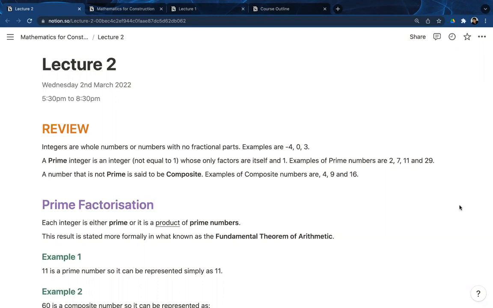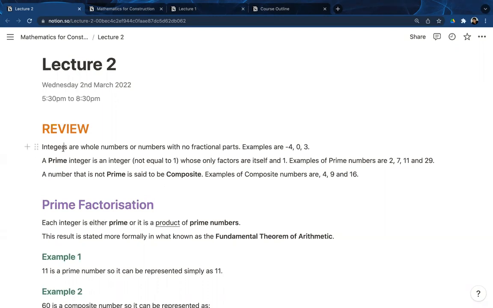We're continuing from fractions. We did a lot of fractions in lecture 1. Today we want to talk a little bit about number theory and how to use basic number theory to find certain popular things about numbers. Okay, so we review.